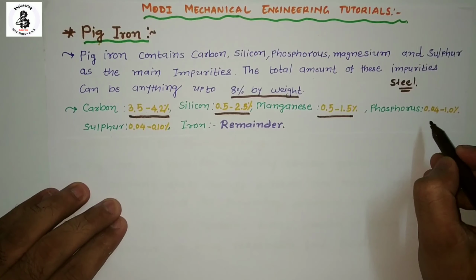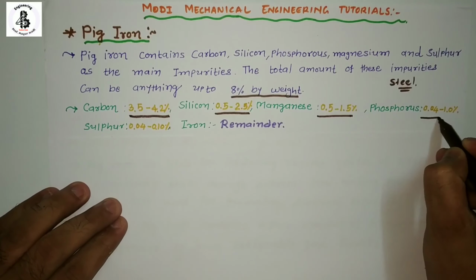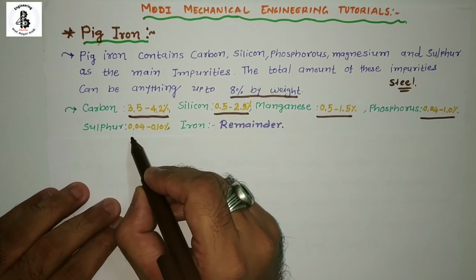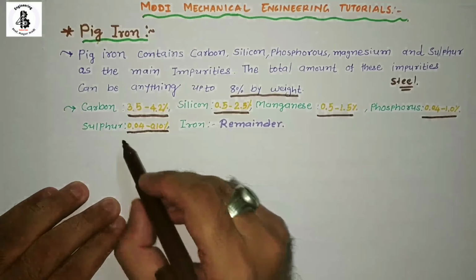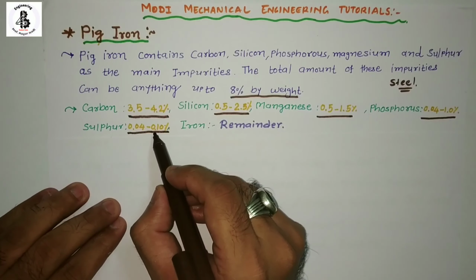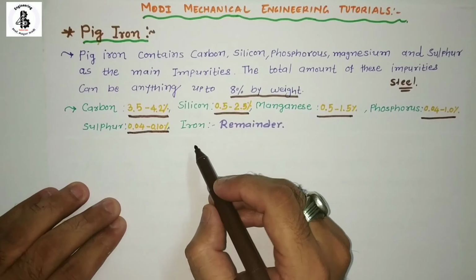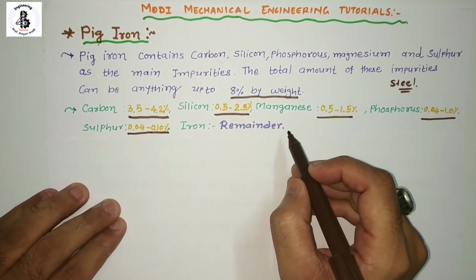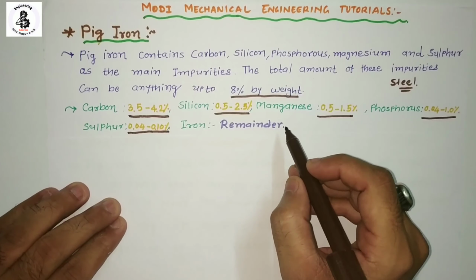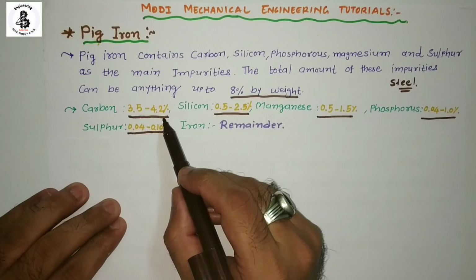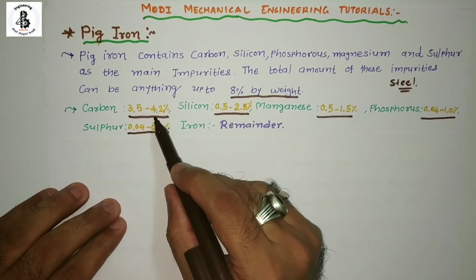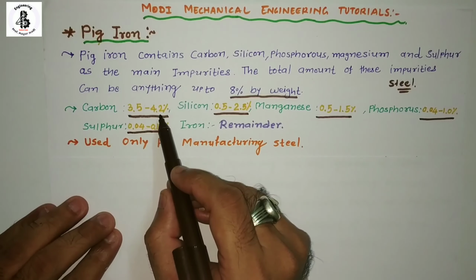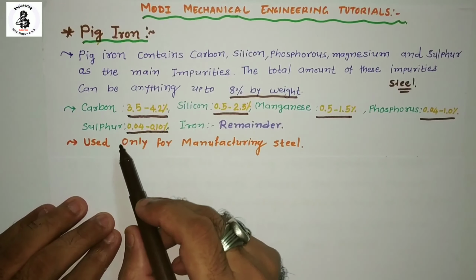Then phosphorus will be around 0.04 to a maximum of 1%. For sulfur, it will have a value around 0.04 to 0.10%, and the remainder is iron. So Fe is the majority, but the most important thing for pig iron is carbon, which has a maximum of around 4.2%. That higher percentage of carbon is present in the pig iron chemical composition.